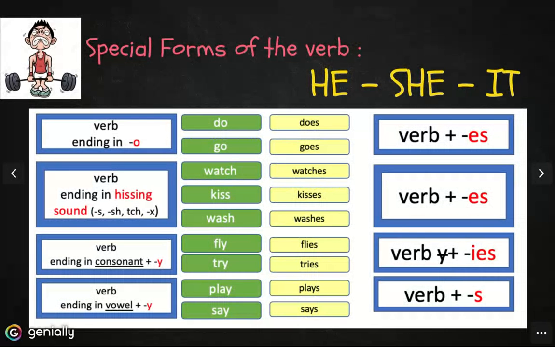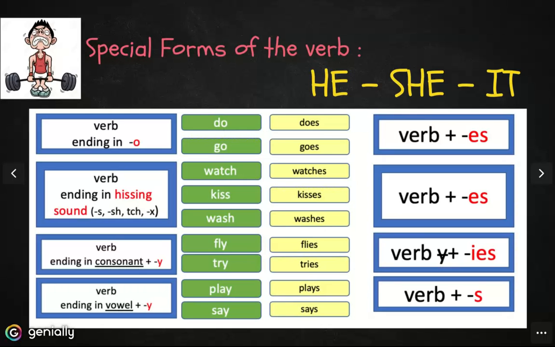There are some special forms of the verb when it comes to conjugating for he, she, and it. We will modify the verb and add es if the verb ends in o. Do becomes does, and go becomes goes. We will also add es to the verb if the verb ends in a hissing sound: s, sh, ch, x. Watch becomes watches, kiss becomes kisses, wash becomes washes.